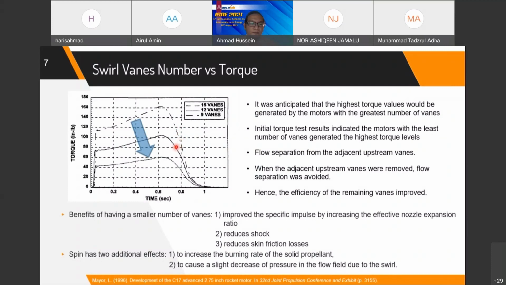It is also important to note that these swirl vanes produce two additional effects. The first one is that they increase the burn rate of the solid propellant. And they also cause a slight decrease in pressure in the flow field due to the swirl.